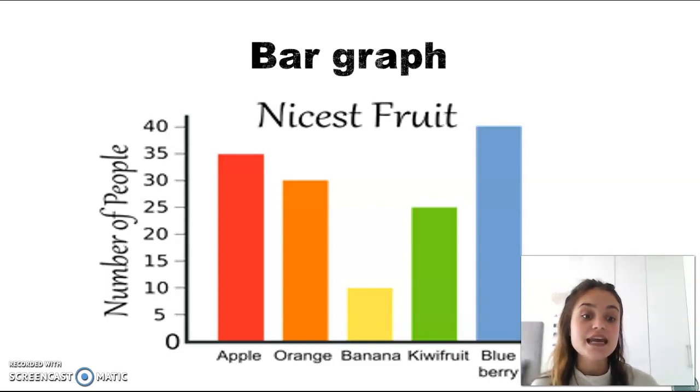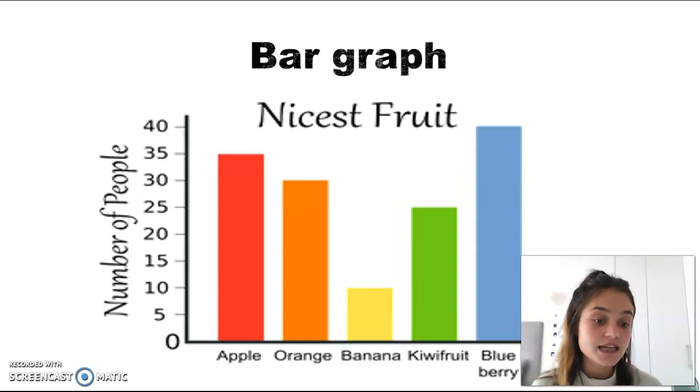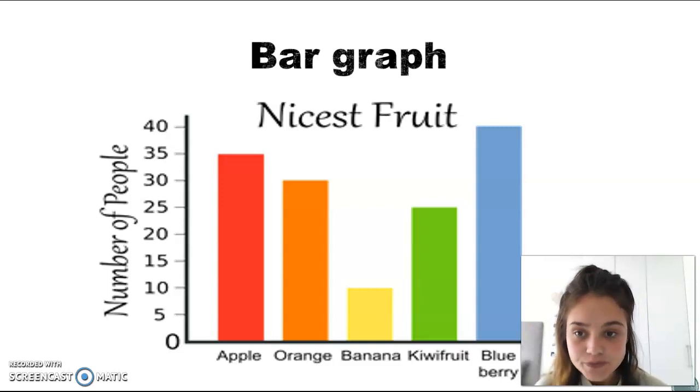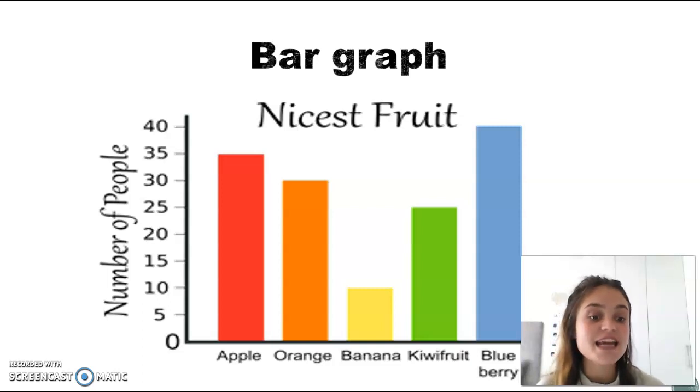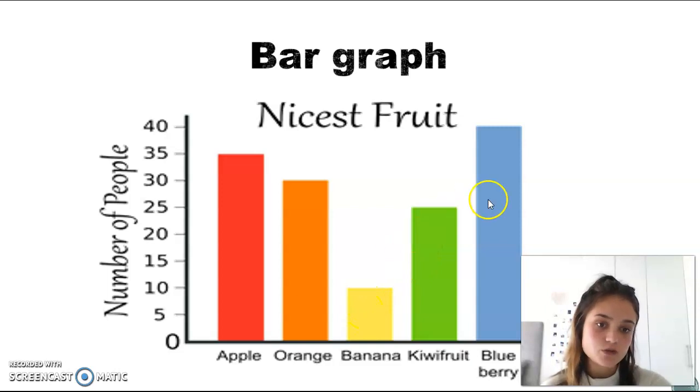And the next most popular, so our most popular was blueberry. The next one will be the bar that's almost as tall as the blueberry. And which one is that, boys and girls? Have a look at our bar graph. It's apple. Well done. Apple is the next favorite. And then after that, it is orange, and then kiwi fruit, and then banana again. But we've spoken about the most popular and the least popular.